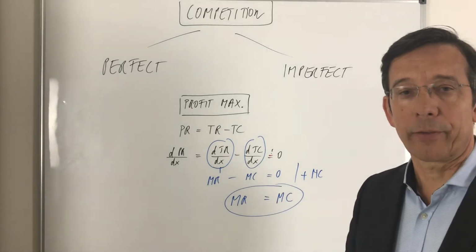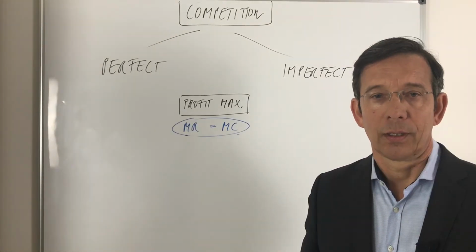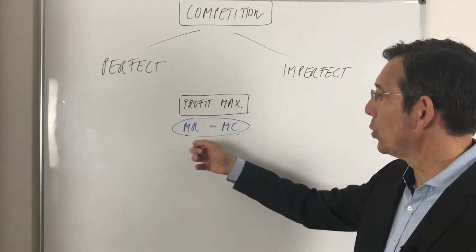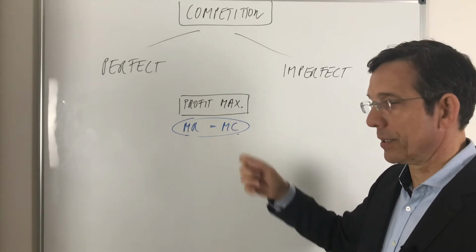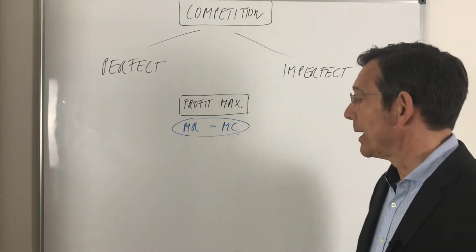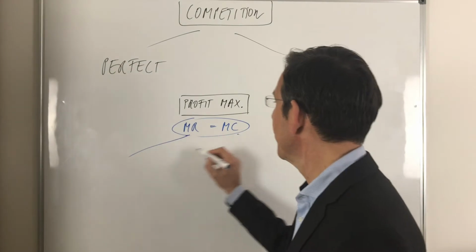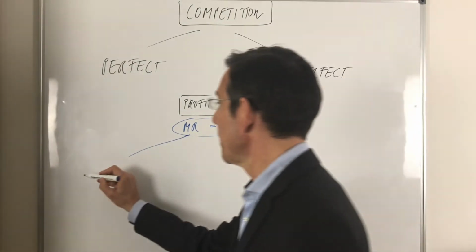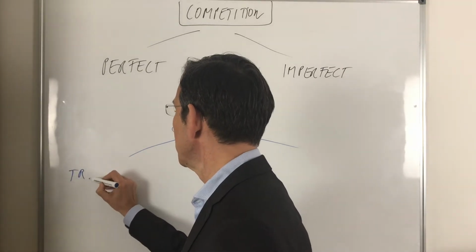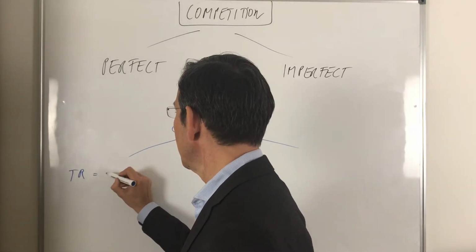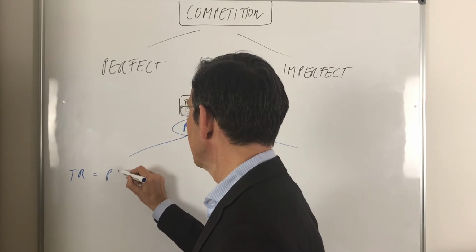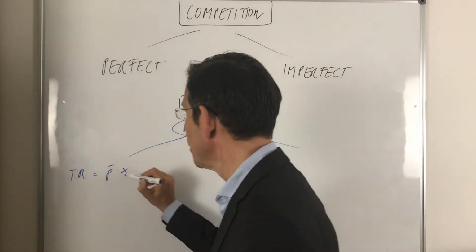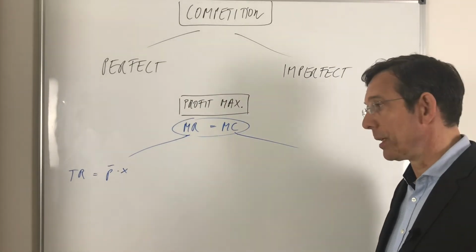And have that in mind for a second. So profit maximization yields marginal revenue equals marginal cost. That's what we found out. And now let's differentiate between perfect and imperfect competition. We know that total revenue is price times quantity. However, in perfect competition, the price cannot be changed by the small and medium-sized companies.